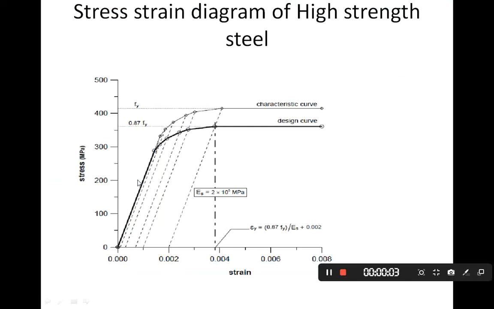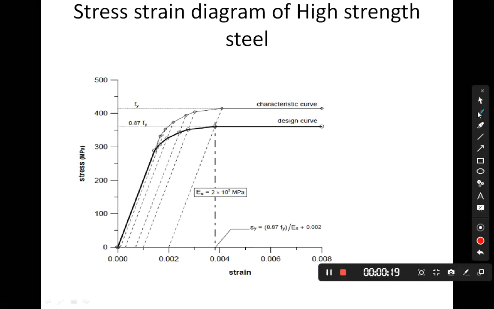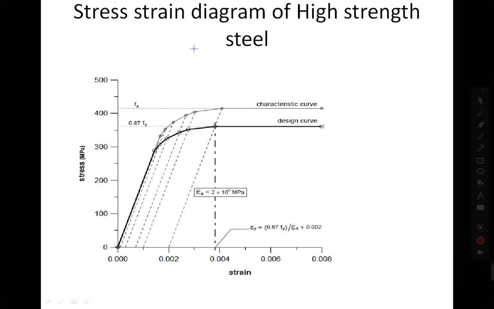So now I am going to discuss the stress strain diagram of high strength steel. In the previous slide you have seen the stress strain diagram of mild steel. Now I will explain the stress strain diagram of high strength steel.